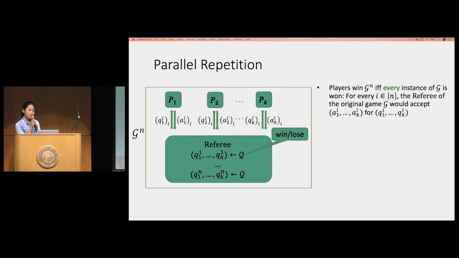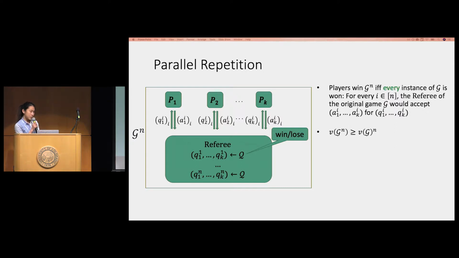Now, we want to think about what kind of strategies players can use in the parallel repetition of a game. And in particular, we know that the players could simply apply the most optimal strategy for the original game to every instance of the original game independently. So this shows us that the value of the parallel repeated game is at least the value of the original game to the nth power, right?